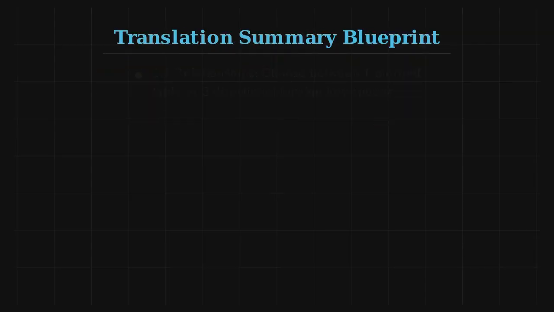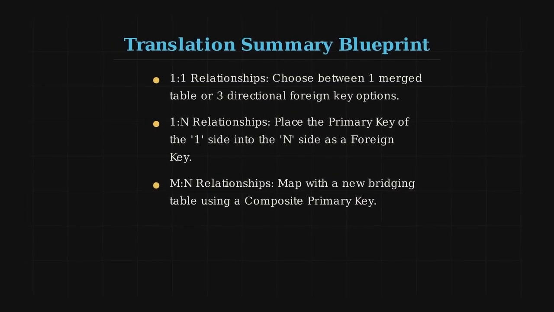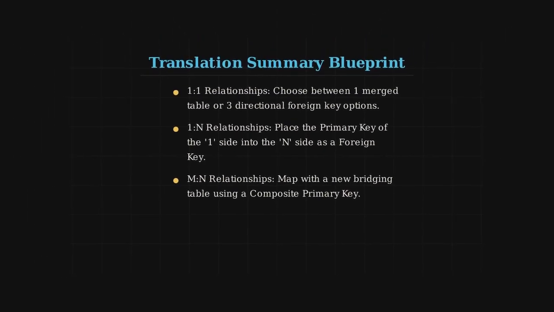To recap, one-to-one has 4 options. One-to-many places the foreign key on the many side. Many-to-many always demands a new associative table.